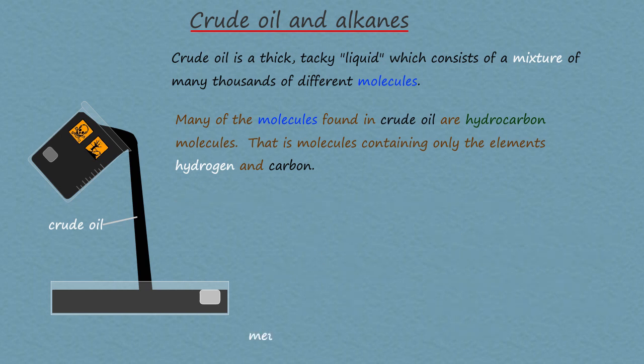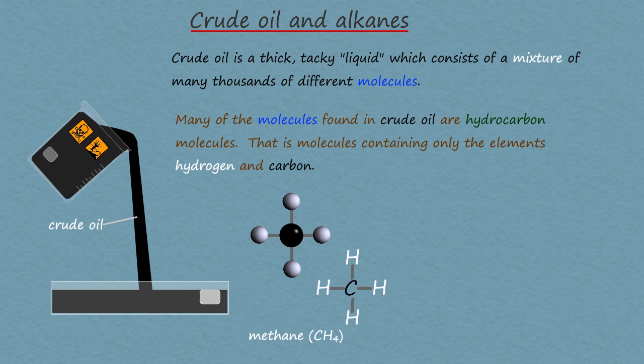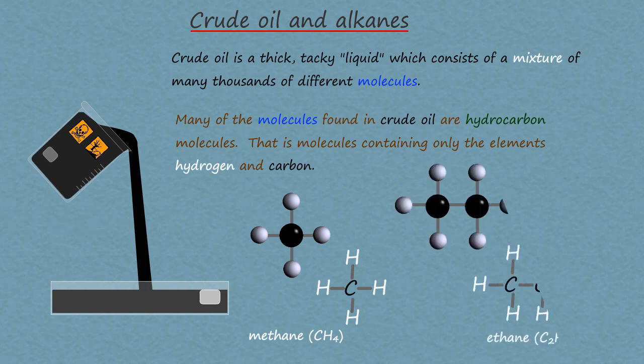Two alkane molecules are shown on screen. A molecule of methane contains 1 single carbon atom bonded to 4 hydrogen atoms. Its molecular formula is therefore CH4, while a molecule of ethane contains 2 carbon atoms and 6 hydrogen atoms. Ethane's molecular formula is therefore C2H6. In alkanes, the carbon atoms are bonded to either hydrogen atoms or to other carbon atoms, while the hydrogen atoms are always bonded to carbon atoms.